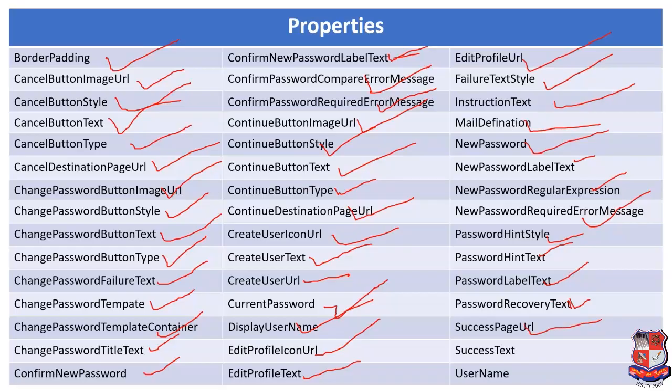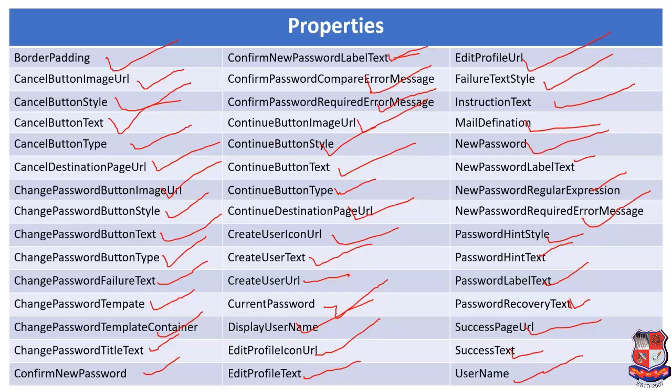Next is success page URL. It is used to retrieve or set the URL of the page that is shown to the user after successfully changing the password. Next is success text. It is used to set or get the text that is displayed on the success view, between the success title text and the continue button. And last one is username. It is used to retrieve or set the username for which the password is to be changed.